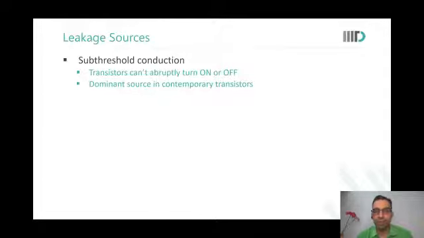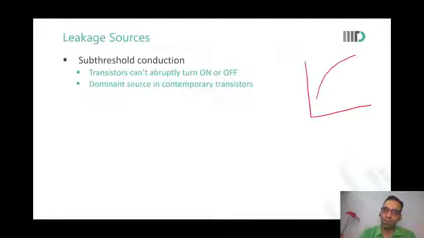So there was a question as to what causes this leakage and so on. There are multiple sources of leakage. The first and most important source is subthreshold conduction. What does it mean? It says that transistors cannot abruptly turn off. So it does not happen that as soon as you go below VT, the transistor is completely off. We saw the IDS versus VGS characteristics. Remember, we had made a log curve where we had talked about subthreshold slope and so on.